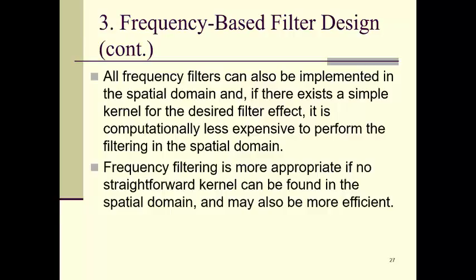Okay? So we say that frequency filtering, on the other hand, is more appropriate if no straightforward kernel can be found in the spatial domain. For example, if I cannot figure out what the shape of the kernel in the spatial domain will be, in this case it's better to do the filtering in the frequency domain, because in the frequency domain it will be somehow graphical. When I have the fast Fourier transform, I will have something like this.